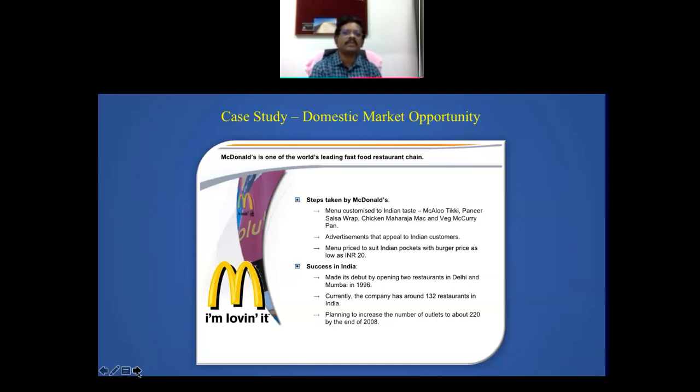There is another, KFC, and then McDonald's, and there is another company in UK, at par with KFC, that is the South Fried Chicken. South Fried Kitchen, right? So that is there.